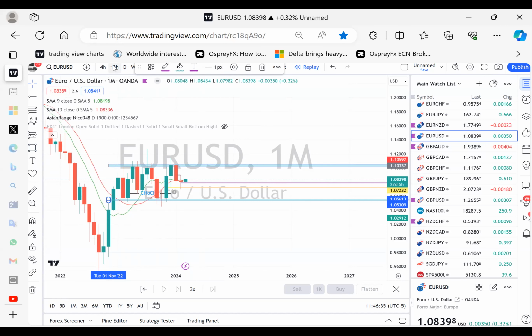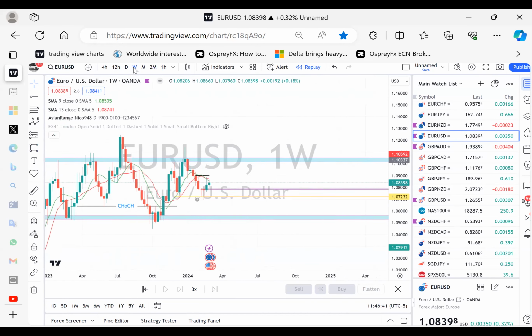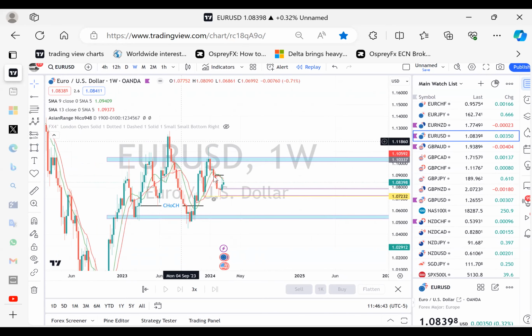So for me, Euro USD hasn't been an option. I haven't traded this pair. I don't remember the last time I took a trade. But for me, I'd rather take a pair from a point A to a point B and not worry about it. Now, I expect Euro USD to drop.